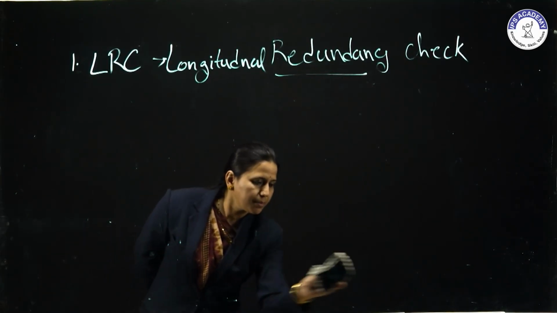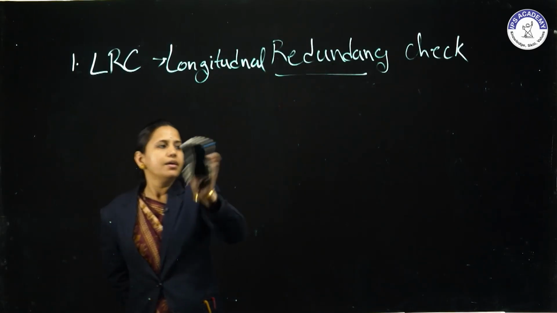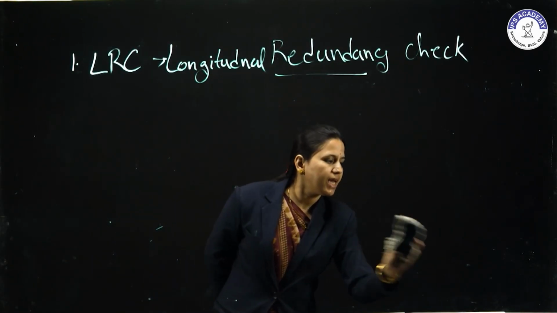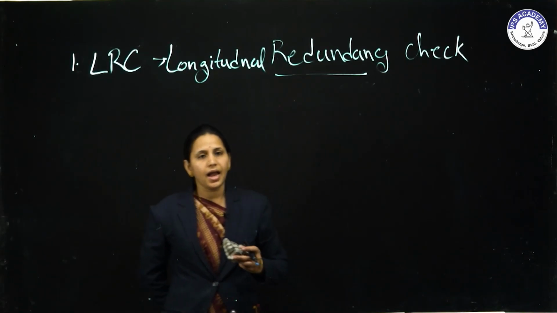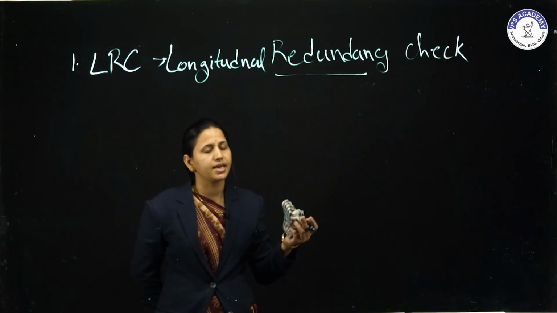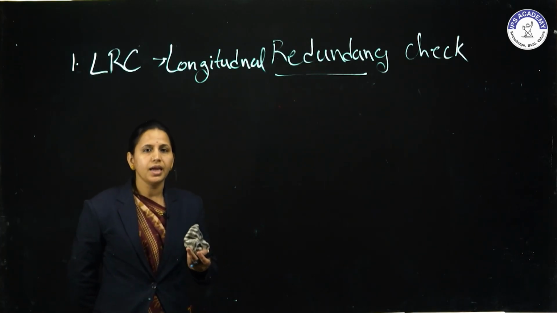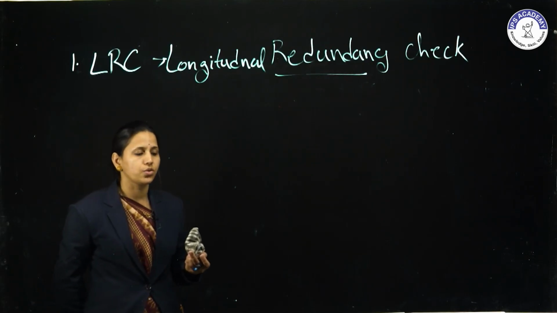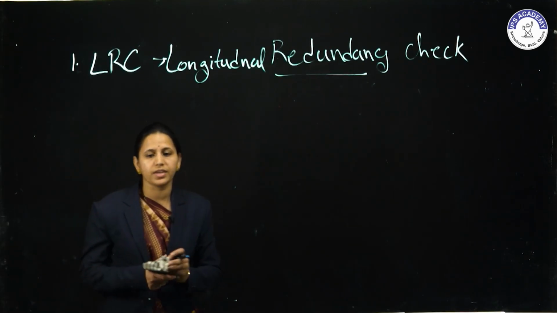For cross-checking purposes, if at the receiver side we use the same even parity which we used at the sender side, and if the redundancy bit at the receiver side is 0, then we can say the received data is error free. If the redundancy bit changes from 1 to 0 or from 0 to 1, we can say that this data has some error.